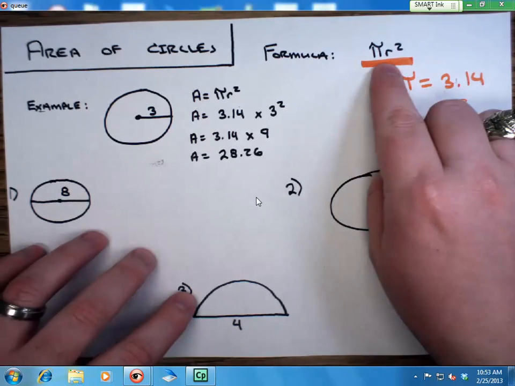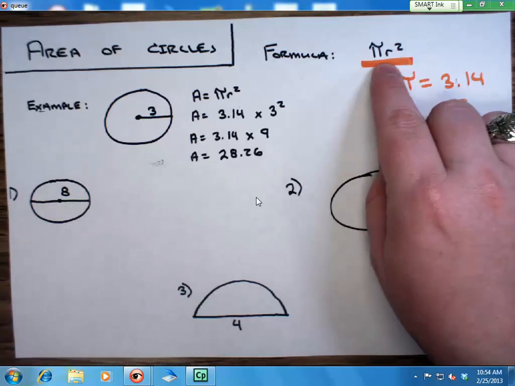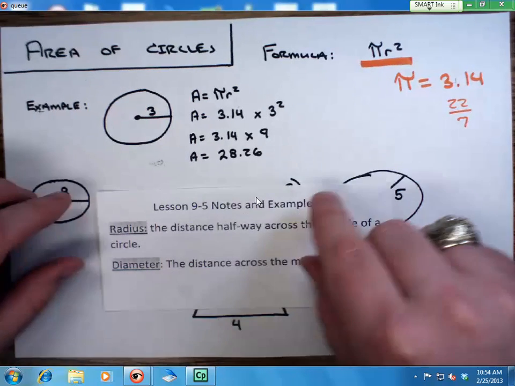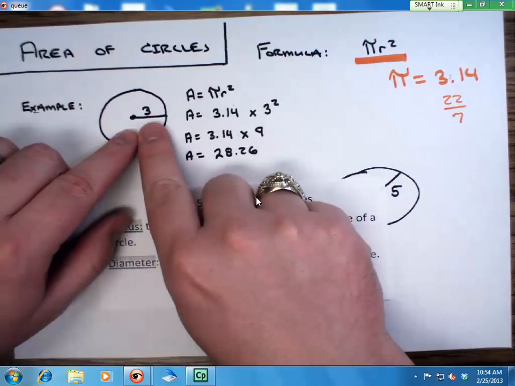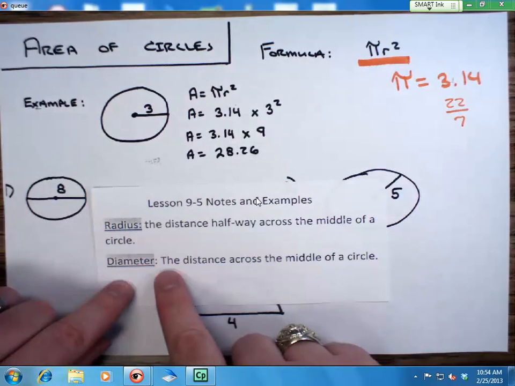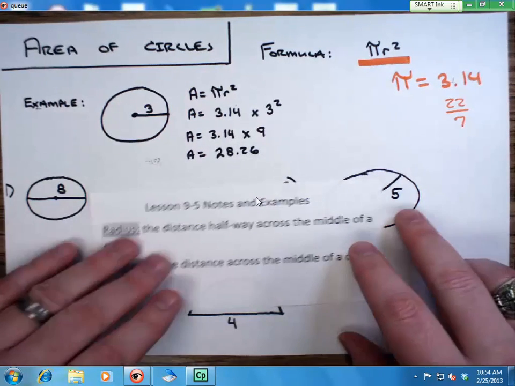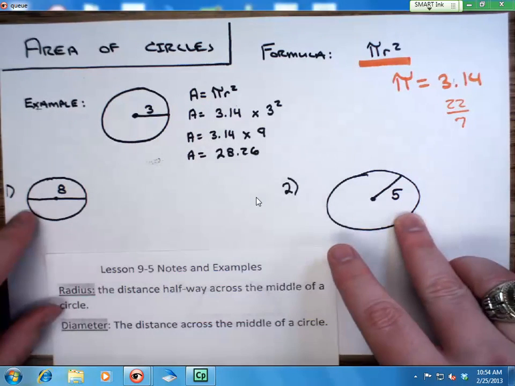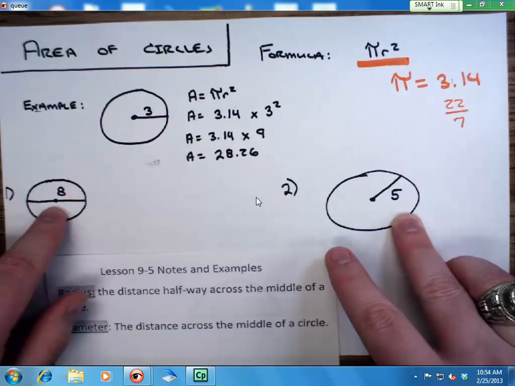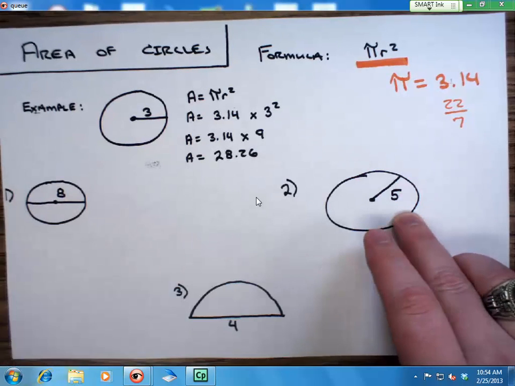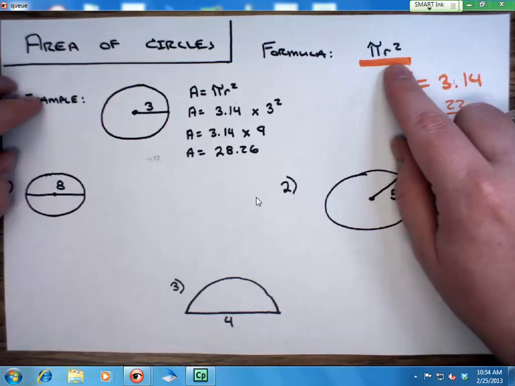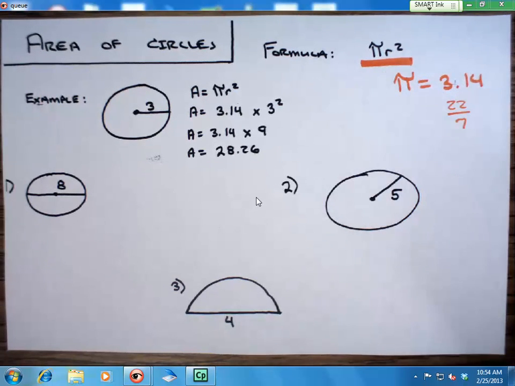Now, the radius, don't forget, is, according to our definition, halfway across. So on our example right here, this 3 is our radius because it goes halfway across. Now, the diameter is the distance across the middle of a circle. So on number 1 down here, the distance goes all the way across the middle of a circle through the center. That would be our diameter. Now today, if you notice in our formula, we have radius. So that means we're going to have to find radius before we can find the area of my circle.